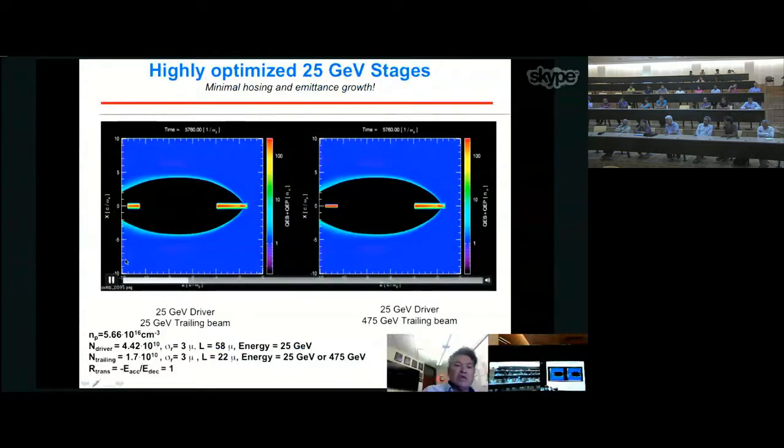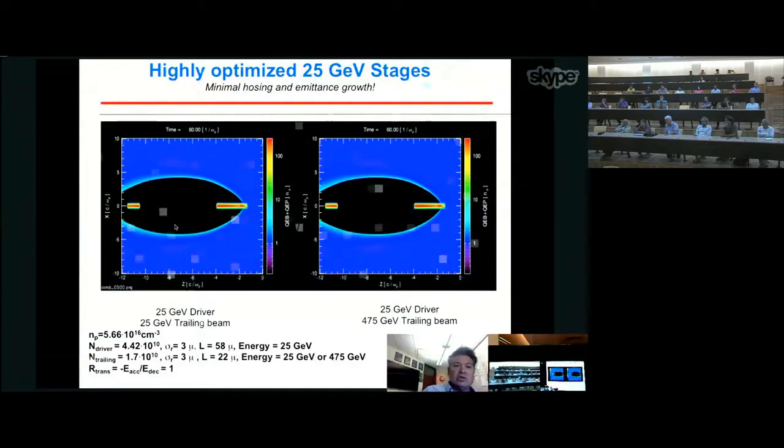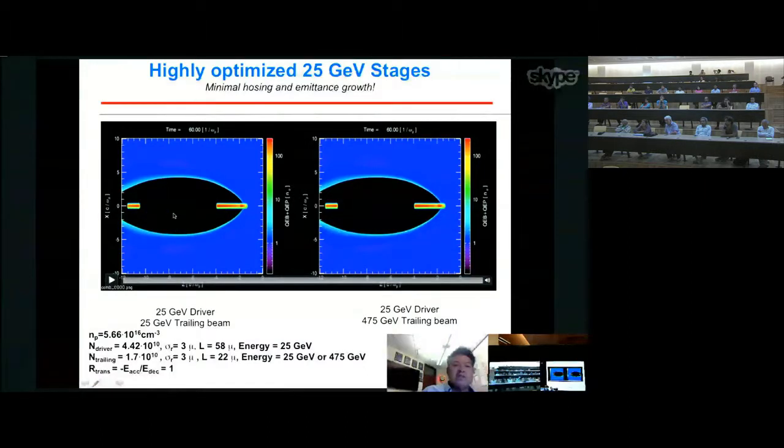Here's a movie where we have a drive beam and a trailing beam, where this one starts at 25 GeV, this one starts at 25 GeV. This is now a stage where this is still 25 GeV, but the trailing beam was at 475 GeV. And this just shows that we can get this trailing beam to be accelerated reasonably stably with very, very high efficiency. And it's gaining 25 GeV in just 1 meter. So we're getting a 25 GeV per meter gradient.